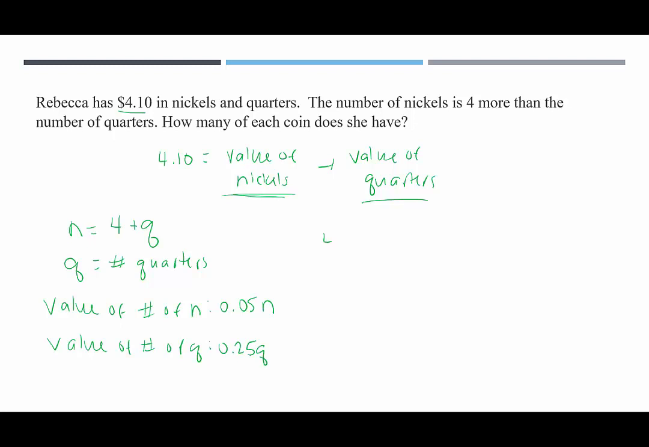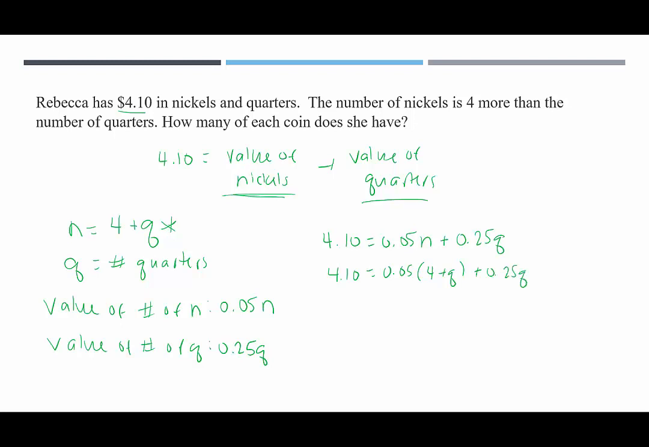We can say 4.10 is equal to the value of the nickels, 0.05 times n, plus the value of the quarters, 0.25 times q. We have the same issue that we had last time where we have 2 different variables and we need just one variable, but we have a representation right here. We know that we can rewrite n as 4 plus q. So let's do that. We have 4.10 equals 0.05 times (4 plus q) plus 0.25 times q.